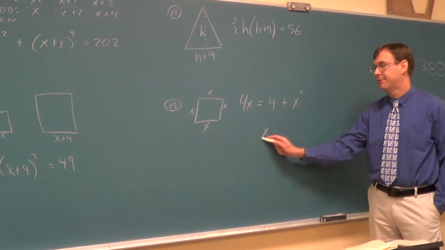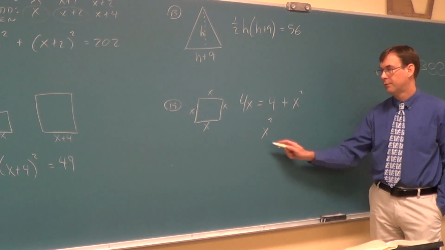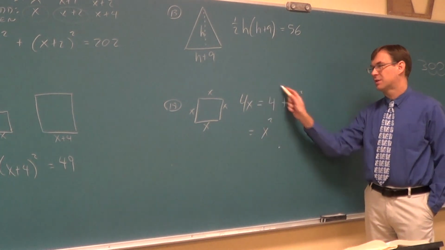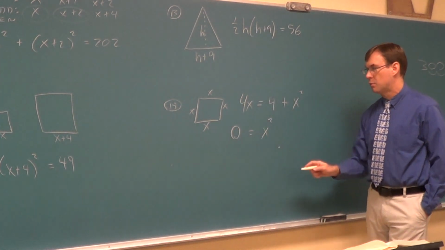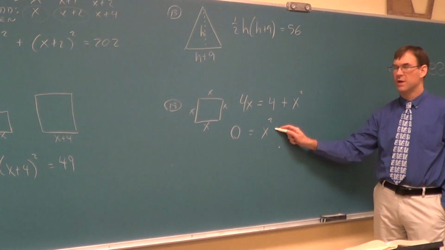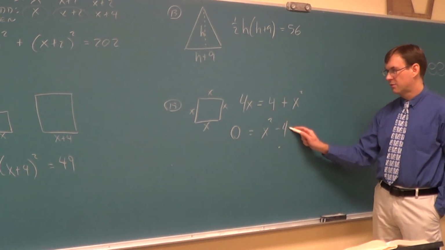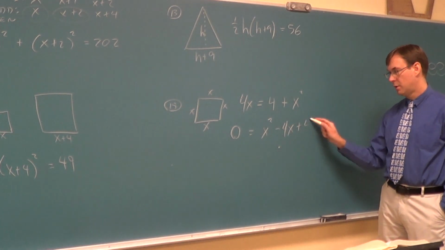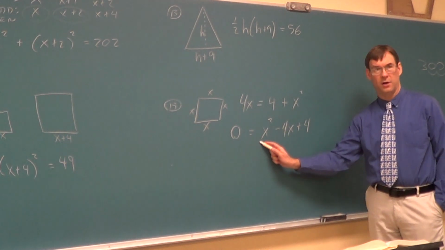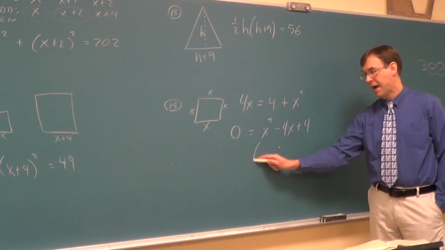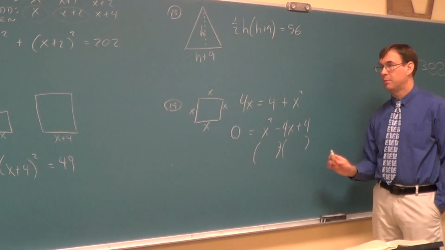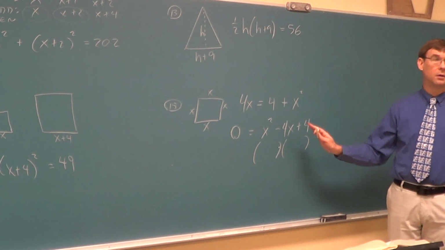So on this, if I leave the x squared, and I just move this to the other side so it equals 0, what's going to be over here? Minus 4x. Minus 4x plus 4. Plus 4. And then what were we going to do? That. And I'm not going to do that for you. I'm just going to stop that one there.